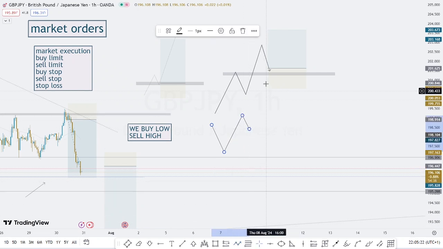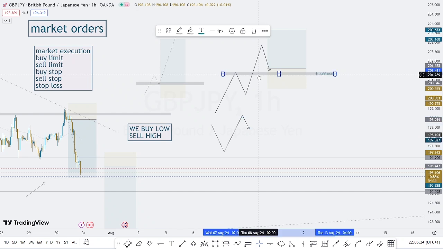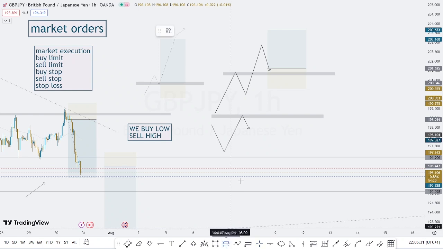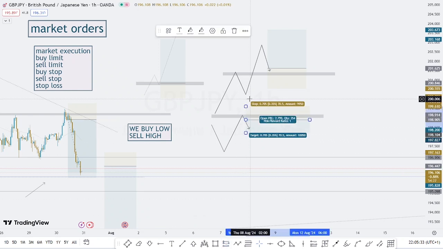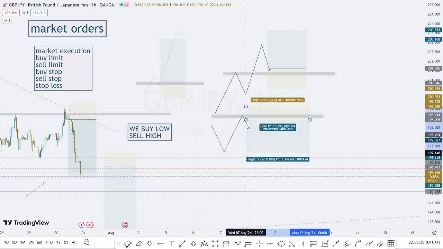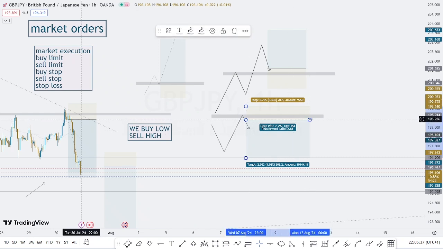So in this scenario, I will have my pending order over here. Then I'll have my TP all the way below.